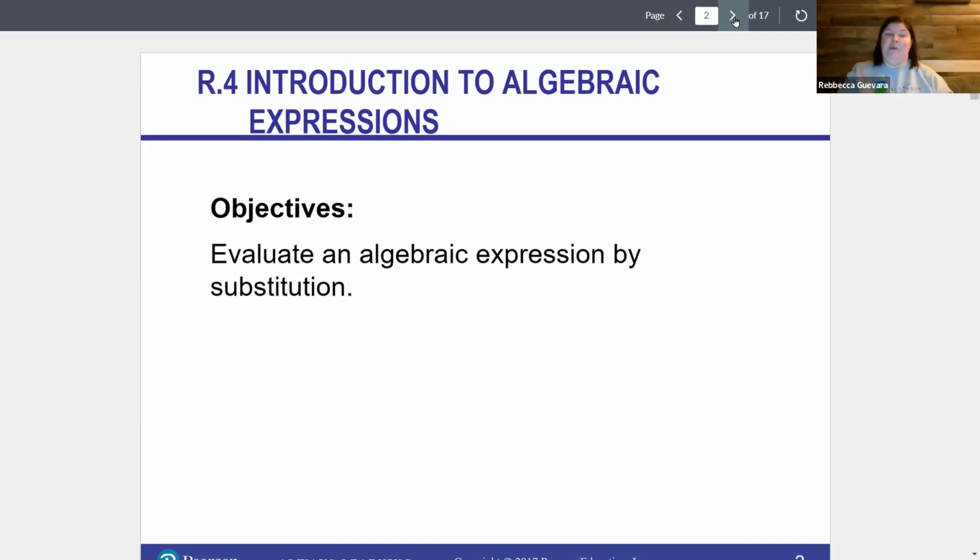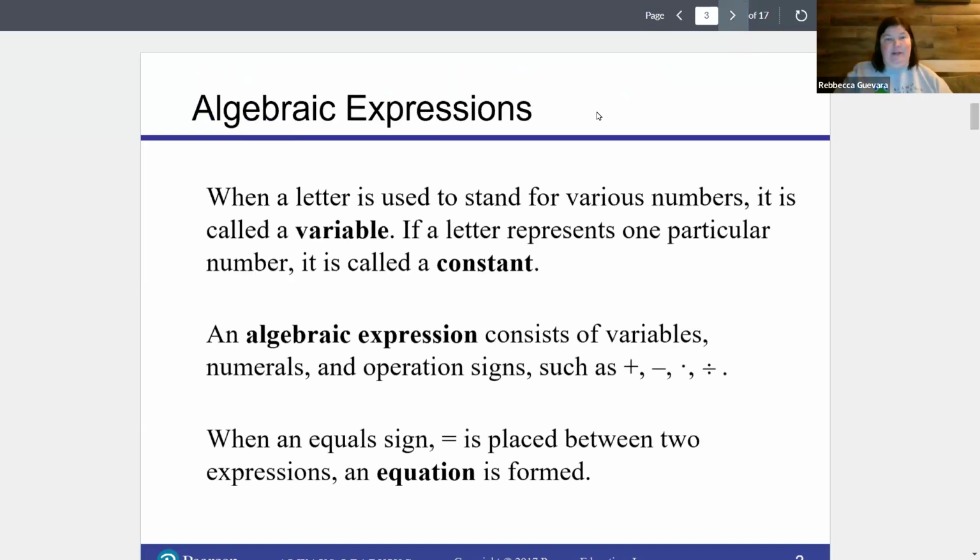what it says here, we're evaluating with substitution. What this means is we're going to have variables now. We're going to give you a variable initially, but we're going to fill in that variable with a given number. So we're going to substitute our variable for a number. Then we're going to go through your order of operations and simplify.